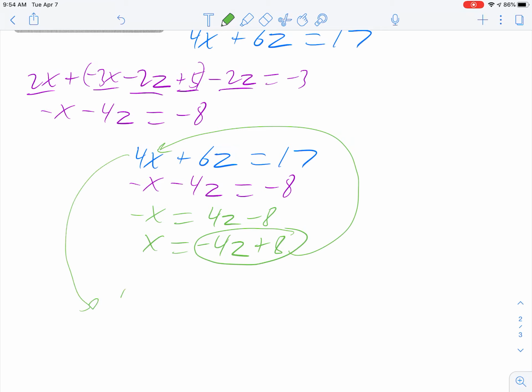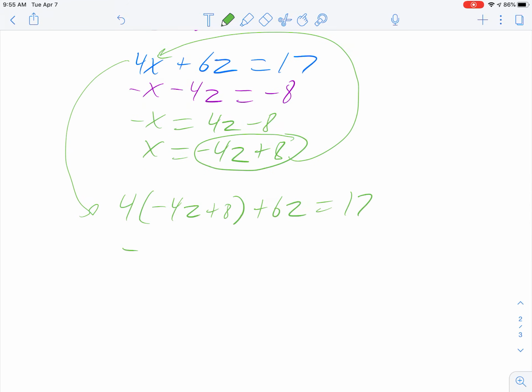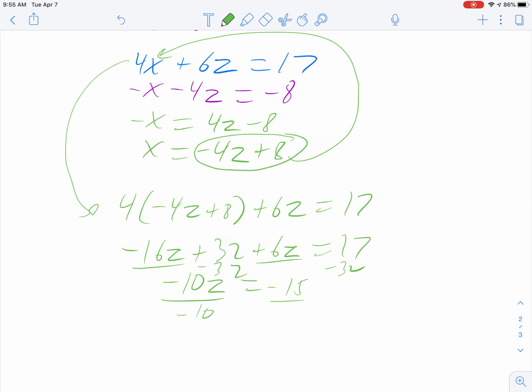So that now becomes 4 times negative 4z plus 8. And so we've got negative 16z. 8 times 4 is 32 plus 6z. Combine those like terms, that's negative 10z. And I'm going to subtract the 32 from both sides. So that's a negative 15. Dividing both sides by negative 10, we get that z, negative divided by negative is positive, 15 over 10 is 1.5, or 3/2.